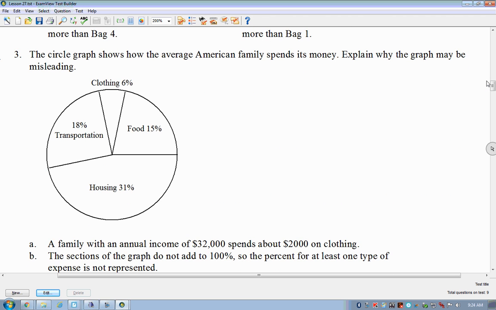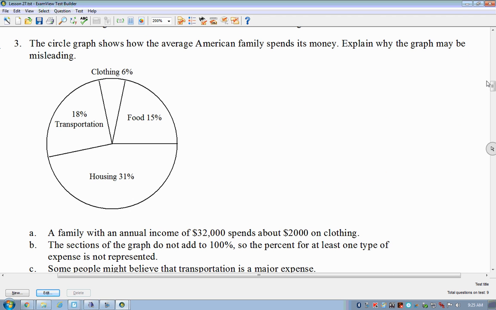That's also true of people, by the way. People's weight is misleading based upon height. Like, I weigh almost 200 pounds. I don't look like I weigh 200 pounds because I'm tall and skinny.